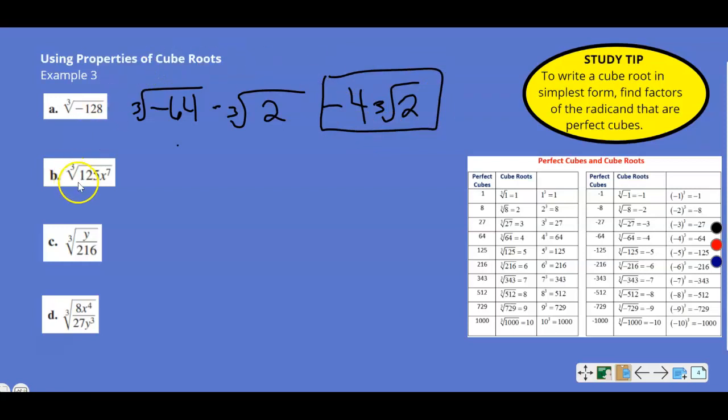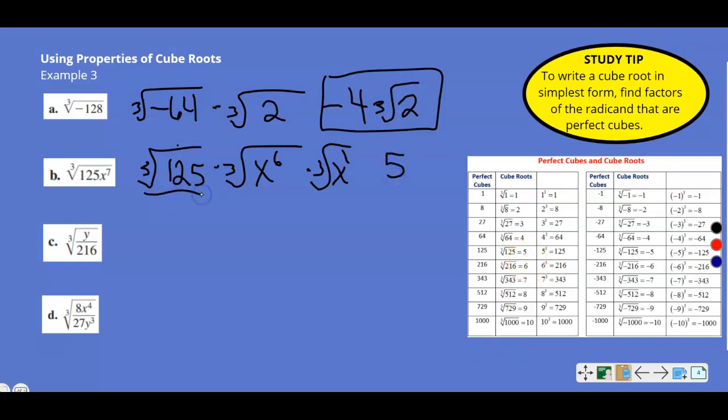B part says the cube root of 125 times x to the 7th. If you look down through here, 125 is a perfect cube. 5 cubed equals 125. So I'm going to say cube root of 125, and then 3 goes into 7 twice. So I'm going to say times the cube root of x to the 6th and times the cube root of just x to the 1st. The cube root of 125, you can determine from the chart, is 5.